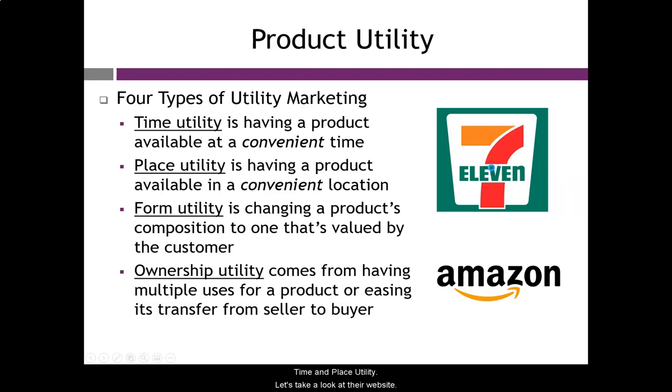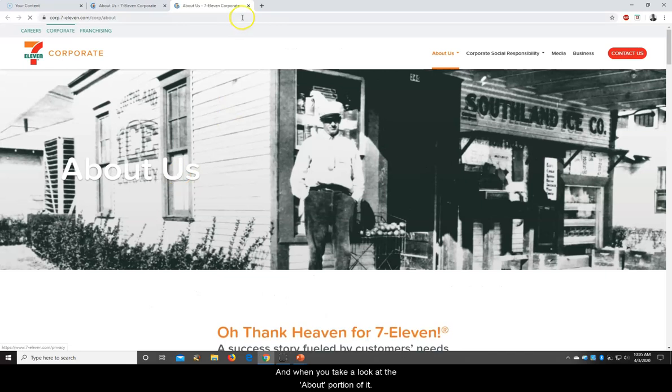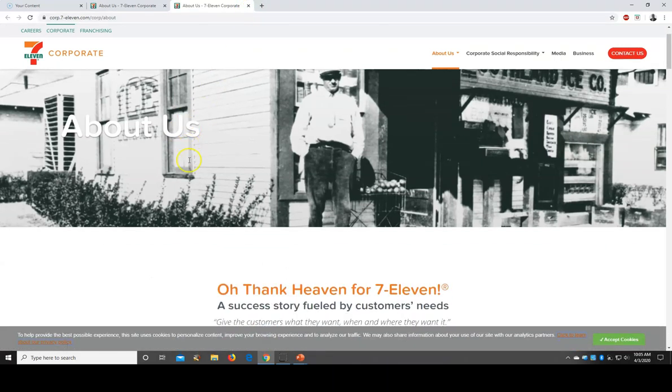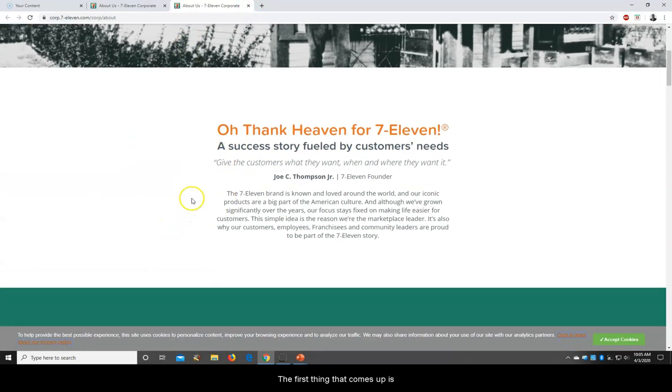You can make an argument that 7-Eleven's entire business model is based on time and place utility. Let's take a look at their website. When you take a look at the about portion of it, the first thing that comes up is give the customers what they want, when and where they want it. Time and place utility, right? That's the one quote they have, and that's what it speaks to. When and where they want it, time and place utility.